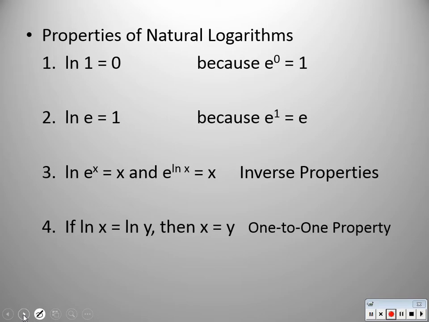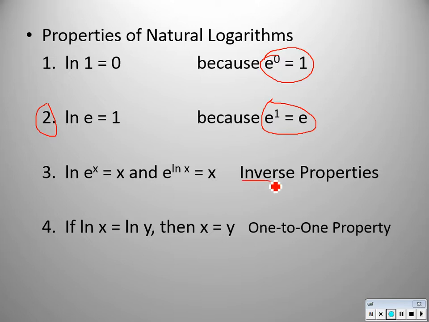As far as some properties go, we have first the natural log of 1 equals 0, because the natural base to the 0 power is 1. Just remember, anything to the 0 power is always going to equal 1. Second property: the natural log of the natural base equals 1, because the natural base to the first equals the natural base. Anything to the first power just equals itself.